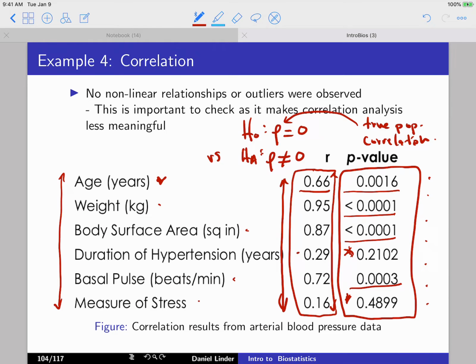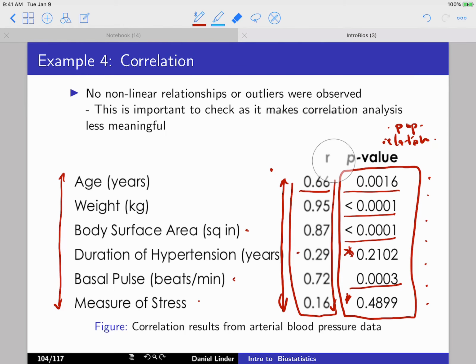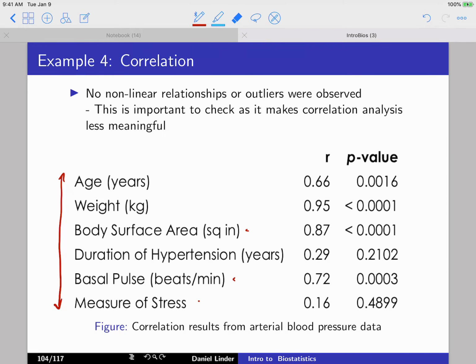Okay, so that's really all there is to this bivariate correlation analysis. You get your sample estimates, you get a p-value. You can also construct an approximate 95% confidence interval for rho. It's usually based on the Fisher Z transform.